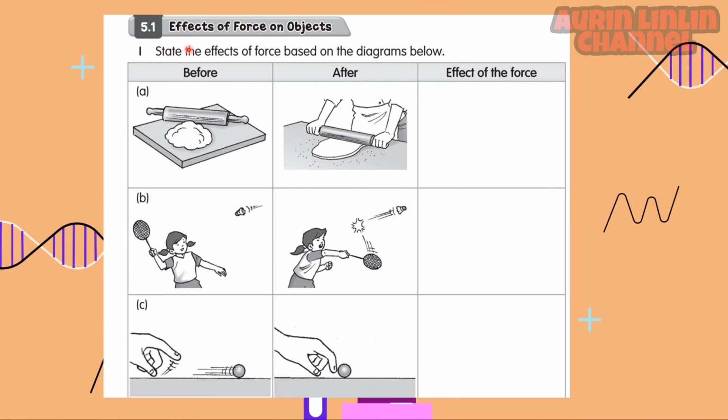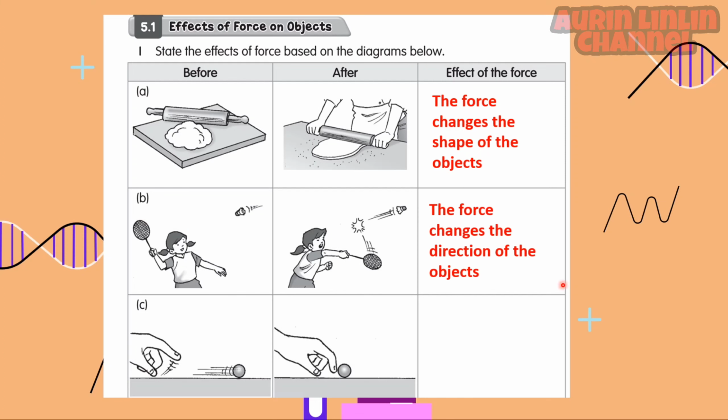Part 1. Effects of force on objects. State the effects of force based on the diagrams below. Picture A. Effect of the force is the force changes the shape of the objects. Picture B. The force changes the direction of the objects. Picture C. The force stops the moving objects.